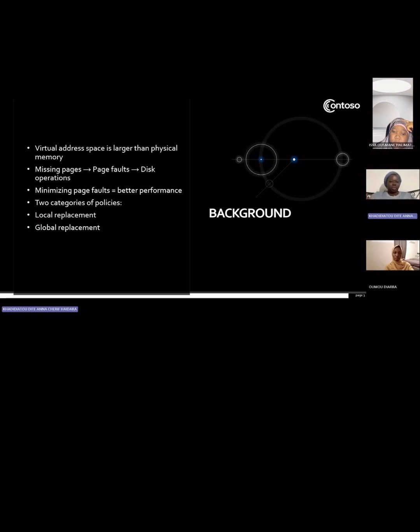Now we have two categories of policies, local and global replacement. Replacement algorithms can be classified as local or global. Local means each process manages its own frames. Global means all processes share common pools. So therefore, we're going to move to the next slide, and I believe it's Halima's turn. So I'm going to move to the next slide for her.